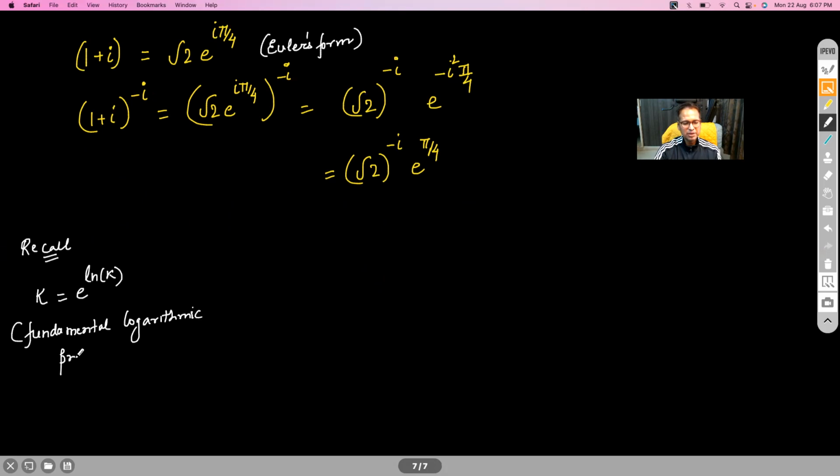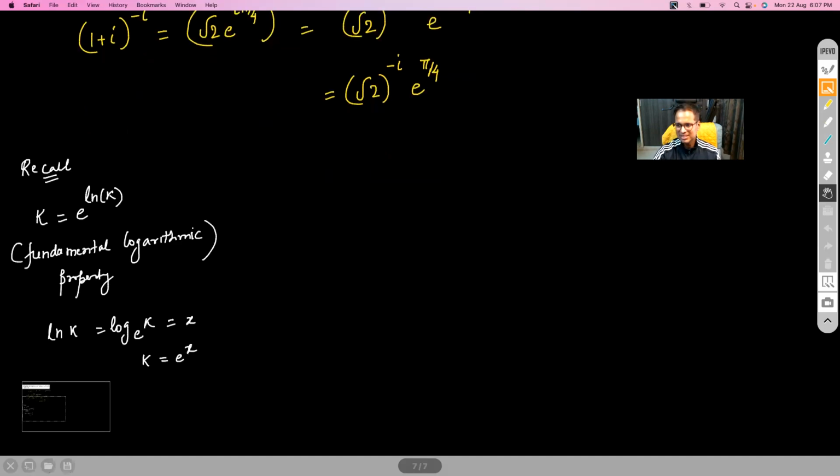Fundamental logarithmic property: e to the power ln something is the same something, right? How does it come? Very simple. Let's say I call ln k, or better, log k to the base e. So ln is basically log to the base e. If I call this x, it means k is e to the power x by the log definition. Correct? People who have not studied log before, you'll have to watch the video before you understand this.